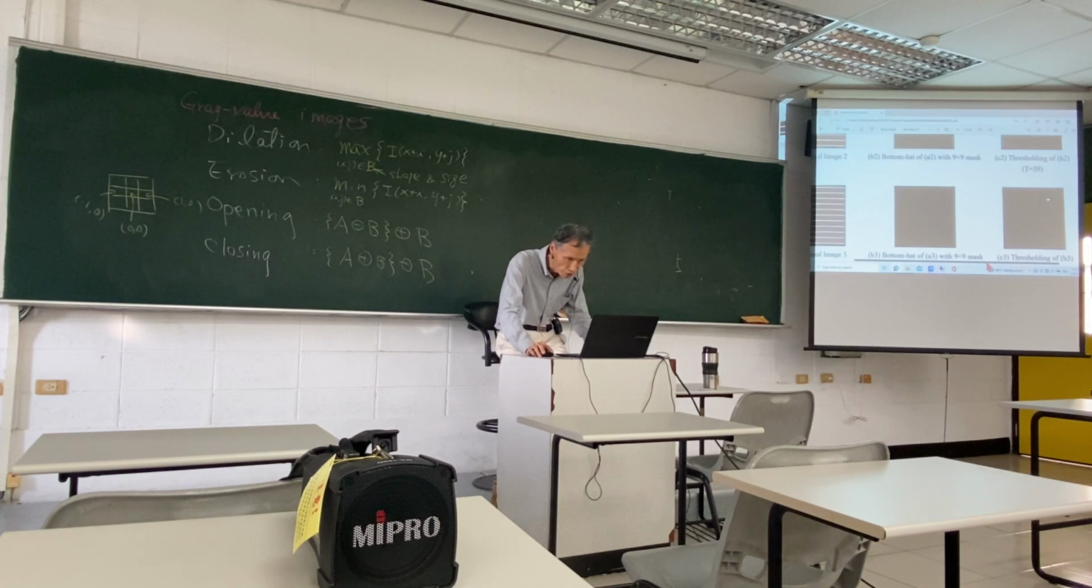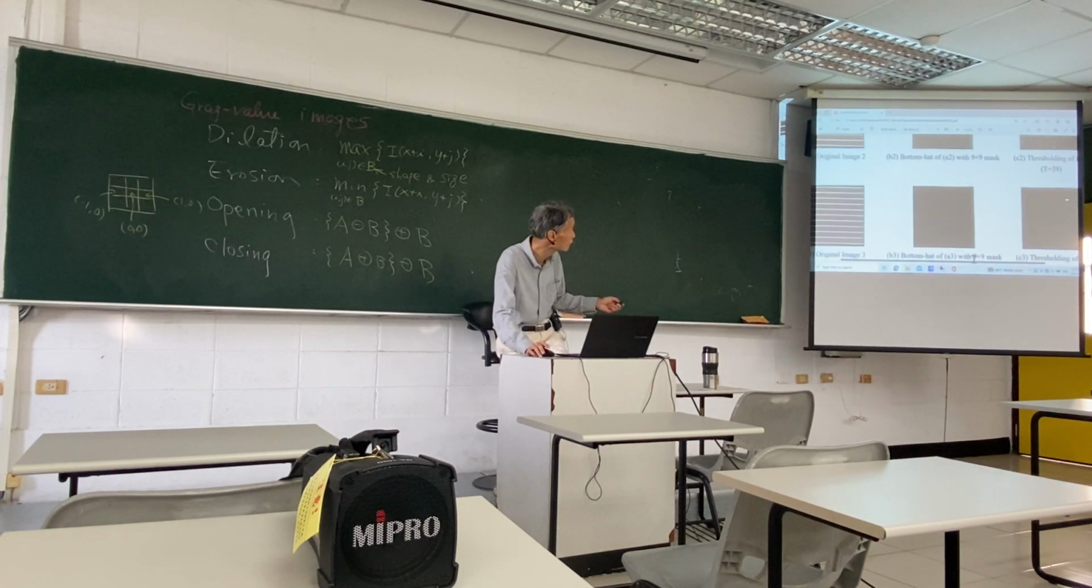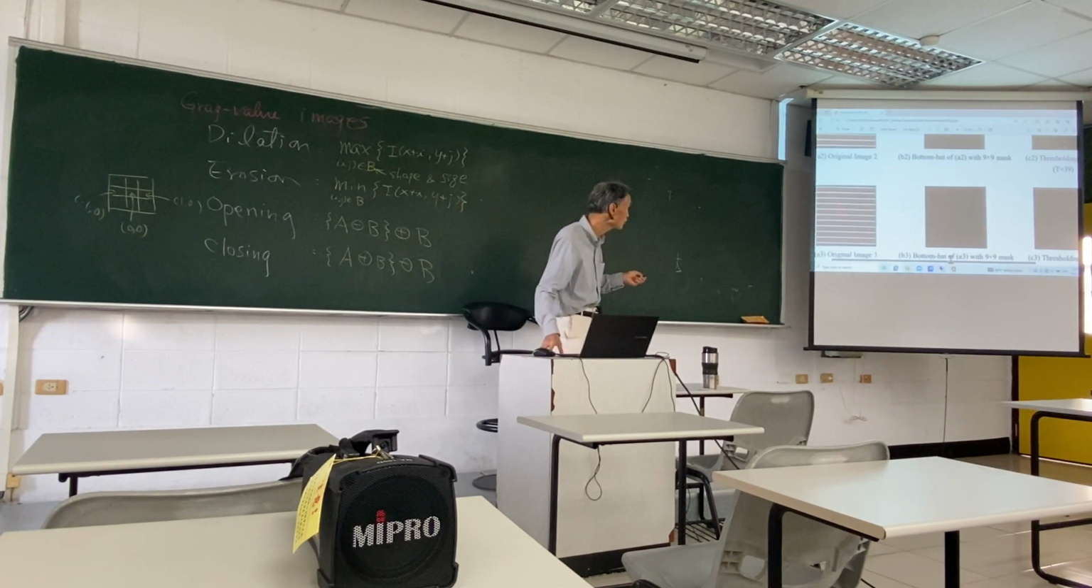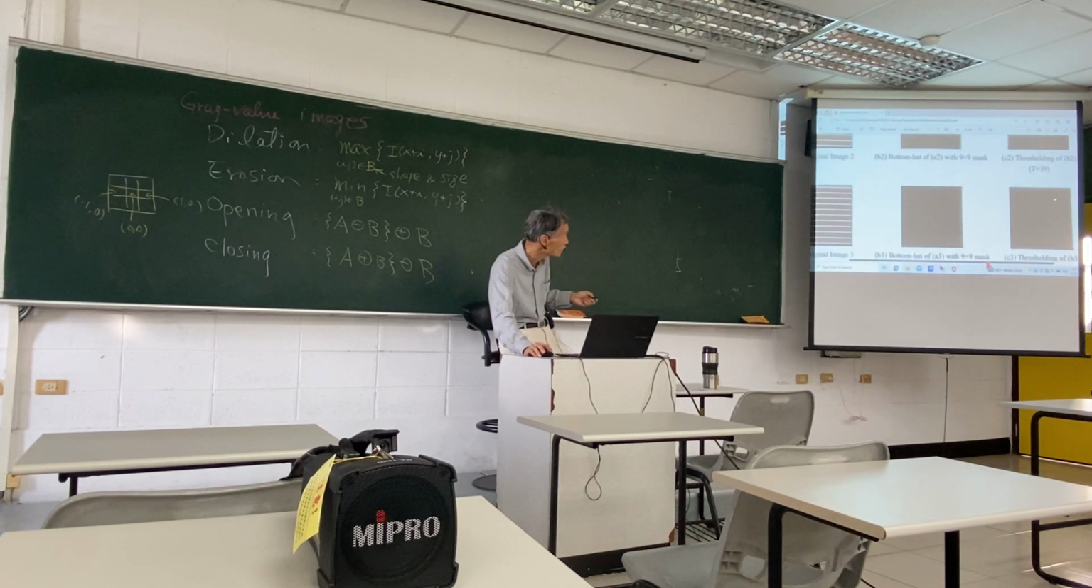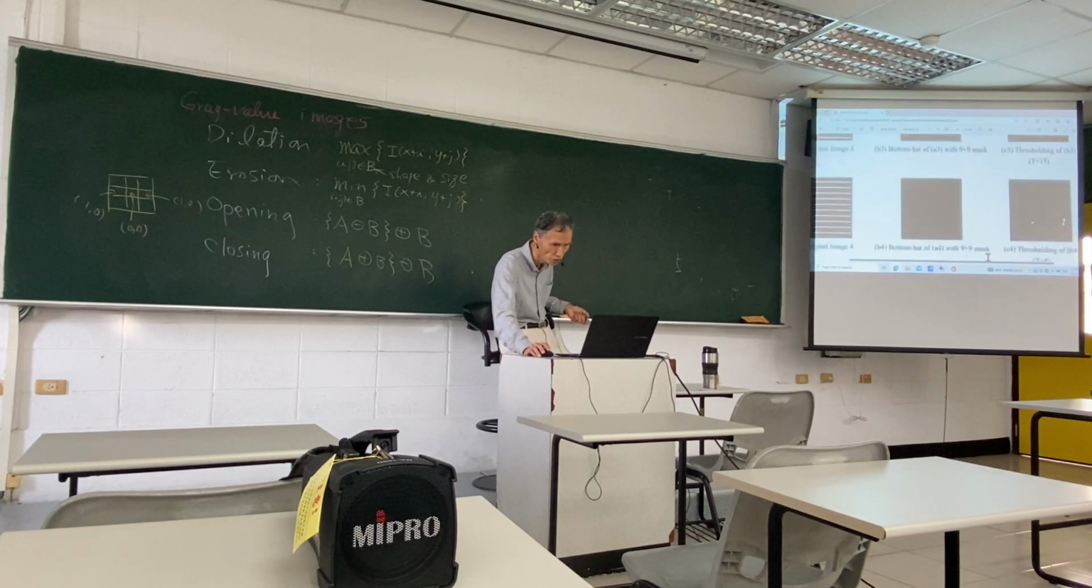A similar application, but look at the defect here. This blemish here is hardly visible. Can you see a little bit of the difference? It could be some contamination. Then again you apply the bottom hat. The structural element is 3 by 3. After the threshold, you can identify this contamination. That's one of the applications.